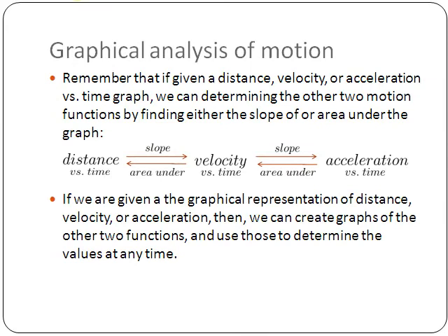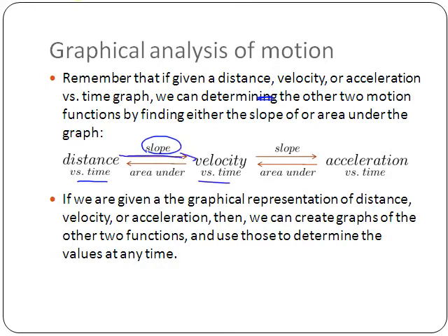So this refers back to a little of what we did in the last unit. Remember that if we are given a distance, velocity, or acceleration versus time graph, or a function of these things, we can determine the other two motion functions by finding either the slope of or the area under the graph. And so we had this nice little illustration here that if we started with a distance versus time graph and we wanted to find a velocity versus time graph, if we find the slope of a distance versus time graph, that will give us the velocity versus time graph.